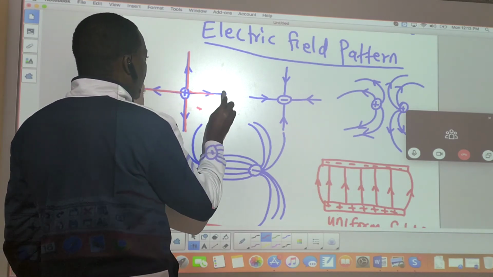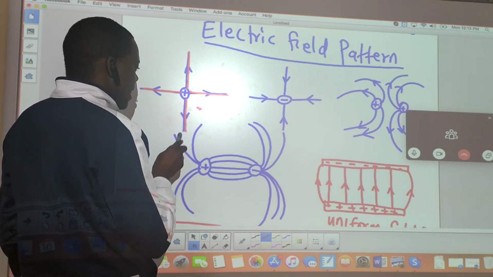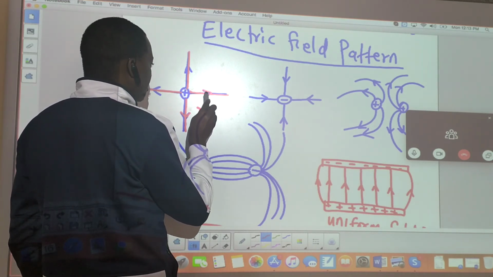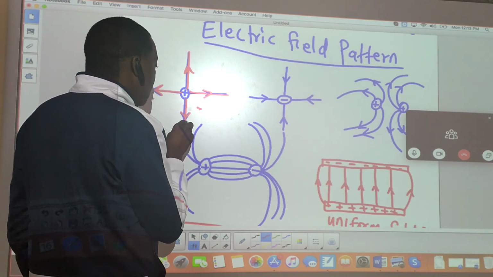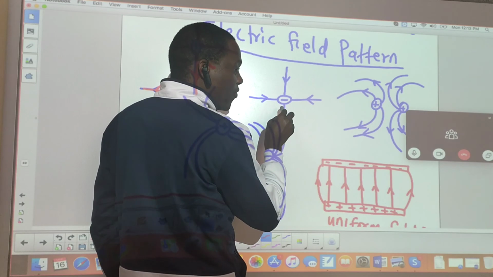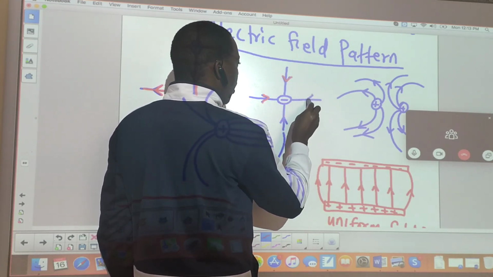A perpendicular from the surface. Yes. Okay? That's how you draw it. But then the direction, can you see the direction? This is our direction. Okay? This is for positive charge. And then this one for negative charge, it goes towards. As you can see, it goes towards.